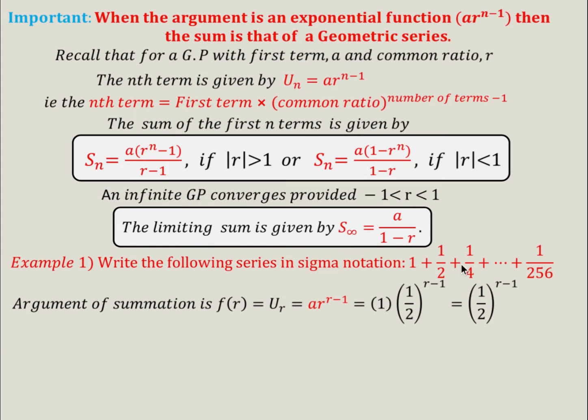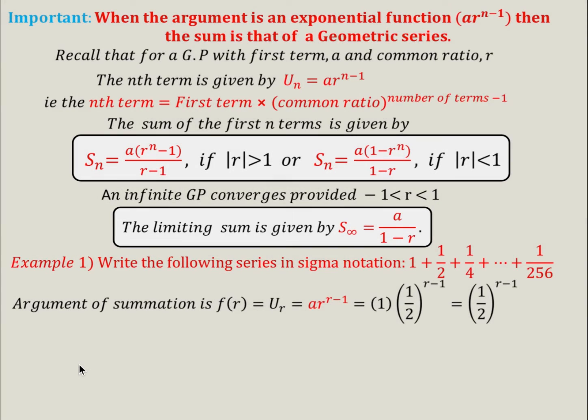This series happens to be a geometric series because there is actually a common ratio. The second term divided by the first gives half, and the third term divided by the second still gives half. So there is a common ratio. So we write the general term then as Ur equals a r to the r minus 1. So the first term times the common ratio raised to the power the number of terms minus 1. The first term being 1 and the common ratio being half, we then have that the general term would be half to the power r minus 1.